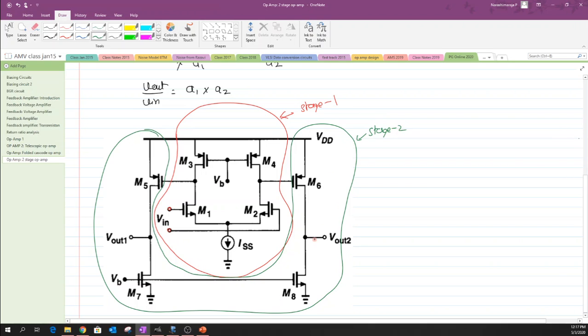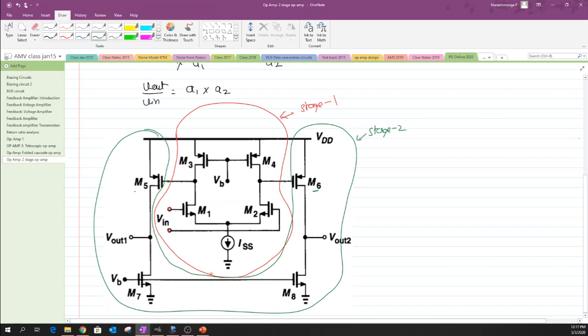So now we have a stage 1 that is fed with the input voltage, and the output is taken from the drain of M3 and M4, and that is fed as an input to the stage 2 through the gate terminals of M5 as well as M6 transistors, and that is how we create this particular structure.